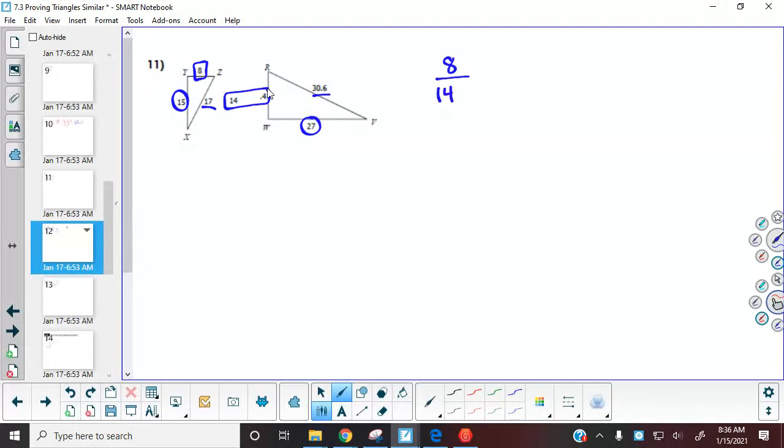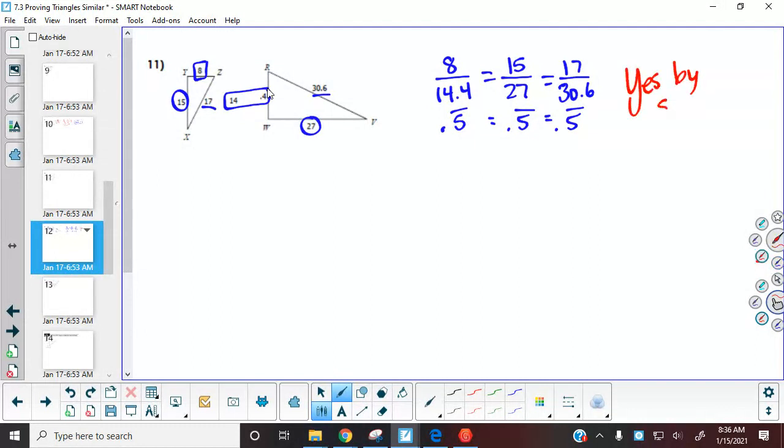So as we look at this, we've got 8 over 14.4. We're going to see, does 15 over 27 match up? And the last one, 17 over 30.6. And so again, all I'm doing is punching these in my calculator. So 8 divided by 14.4 gives me a value of 0.5 repeating. 15 divided by 27 gives, helps if you guys type the right numbers. There we go, is 0.5 repeating. And then 17 divided by 30.6 is also 0.5 repeating. And so since those are all exactly the same, I could say yes by SSS.